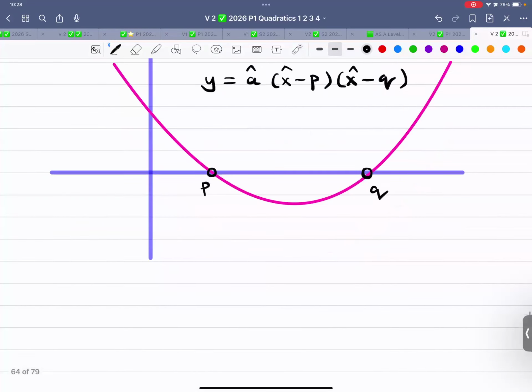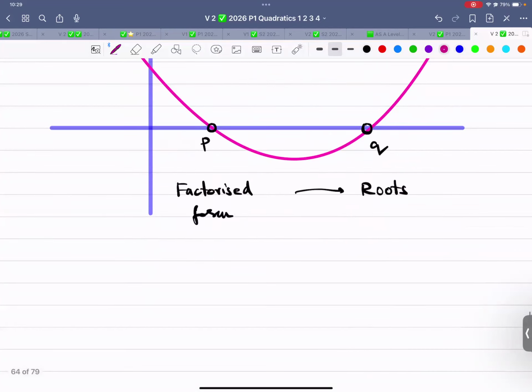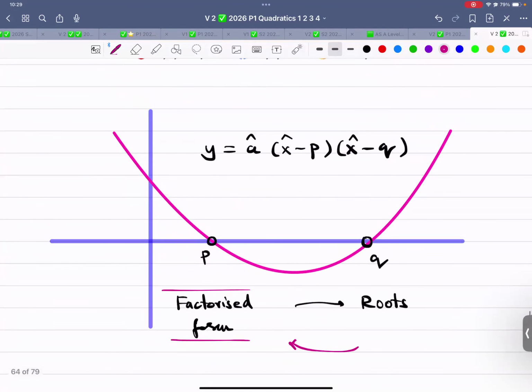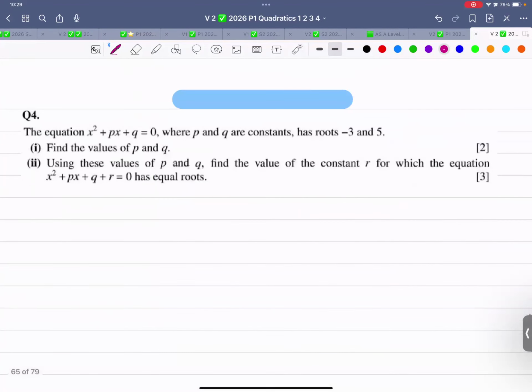All good? That means if I have the factorized form of a quadratic equation, I can get the roots. And if I have the roots, I should get back the factorized form. That is one way of doing this particular question that is coming up. It says the quadratic x squared plus px plus q, where p and q are constants, has roots negative 3 and 5. Find the values of p and q. I'm interested in the first part primarily.